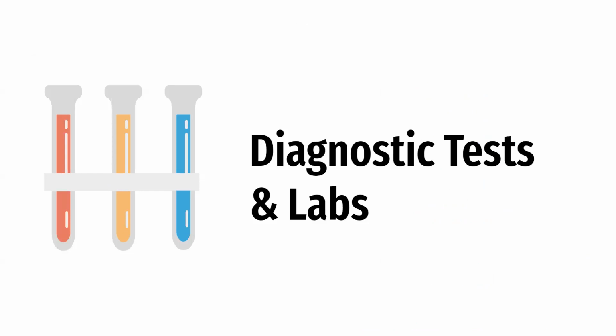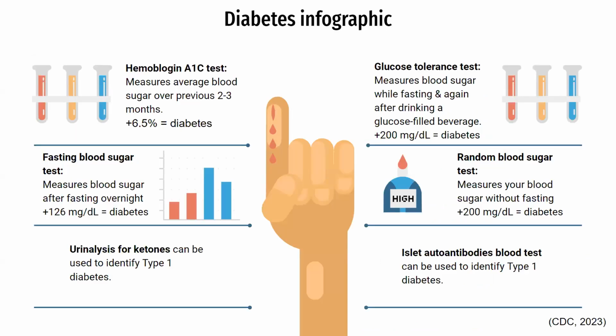Our next section is diagnostic tests and labs. If your doctor suspects that you may have diabetes, they will order tests to confirm their diagnosis. Here are a list of a few of the tests they may order. Hemoglobin A1C test measures the average blood sugar over the last few months. A1C level above 6.5% would indicate diabetes.